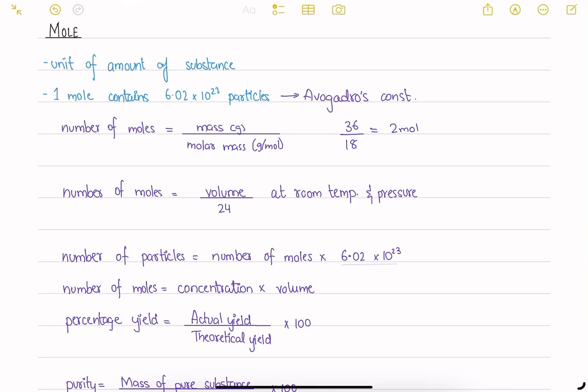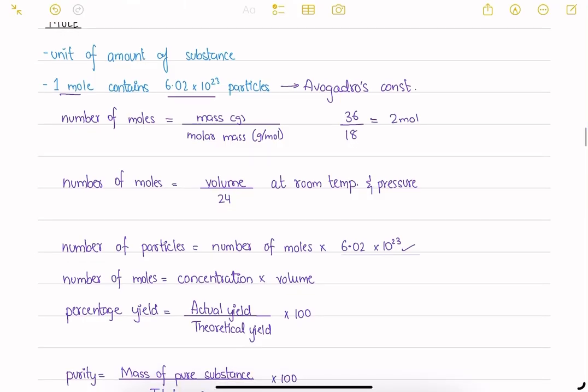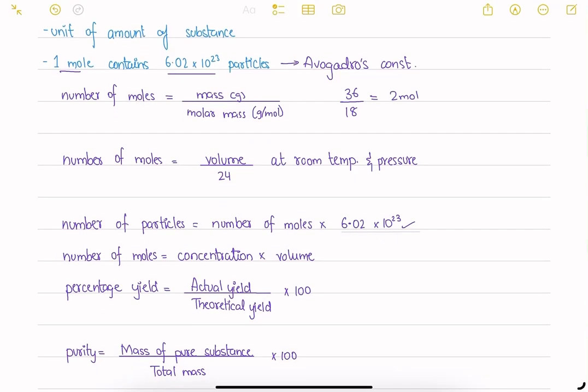And then we have number of particles is equal to number of moles times 6.02 x 10^23. As I have told earlier, 1 mole contains 6.02 x 10^23. So 2 moles will contain 12.04 x 10^23 particles. Right? And then we have number of moles is equal to concentration times volume. This is when we are talking about liquids. So when we talk about liquids, we use this formula.